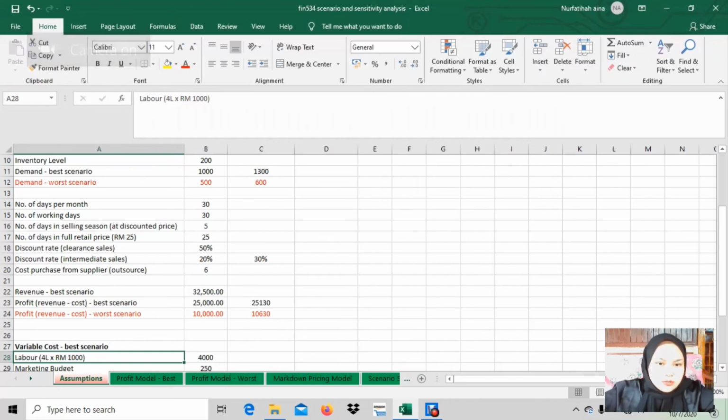I made the decision to revise based on the profit model in the one-way table and two-way table. Other than that, it is also based on the scenario summary from the markdown pricing.